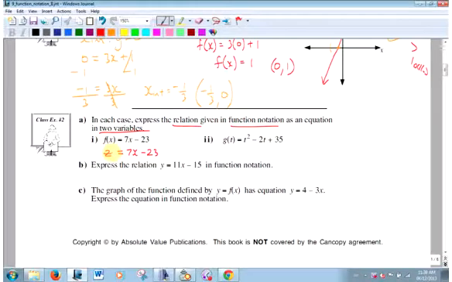I like z's better than y's today. That's okay. Did I answer the question? Yeah. That's an equation with 2 variables, z and x. Okay? G of t. Is that function notation? Yes, it is. I want to write this as an equation with 2 variables.